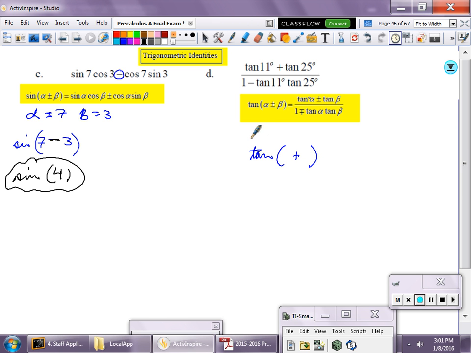Identifying alpha as the first number is equal to 11 degrees, and beta, our second angle, is equal to 25. Substituting in the order that they're written, 11 plus 25, and if you take your calculator out, you should see that's 36 degrees, and that is the tangent of 36 degrees. And sorry about that drag. This is your answer.